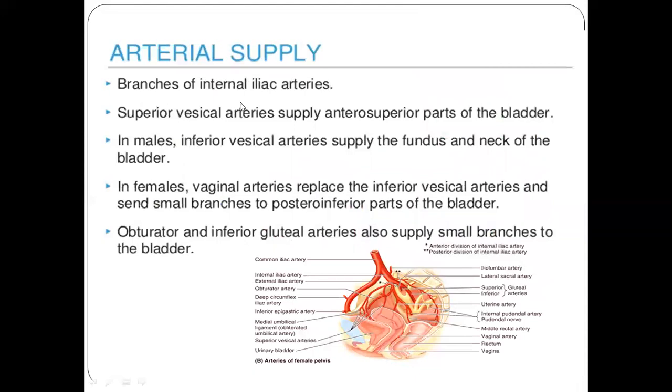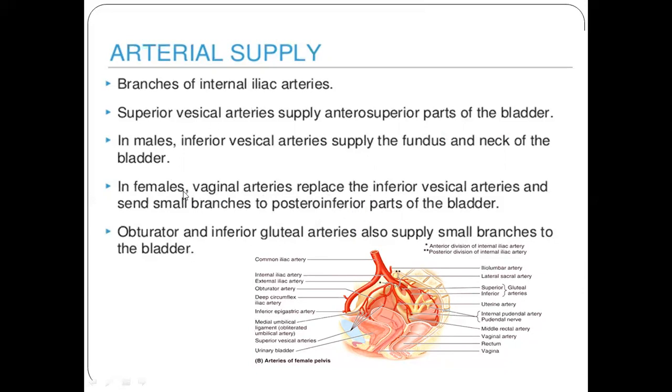It is supplied by the branches of the internal iliac arteries. The superior vesical arteries, which are branches of the internal iliac arteries, supply the anterior superior parts of the bladder, and in males the inferior vesical arteries supply the fundus and neck of the bladder. In females, the inferior vesical arteries are replaced by the vaginal arteries, which send small branches to the posterior inferior parts of the bladder. The obturator and inferior gluteal arteries also give small branches to the bladder.